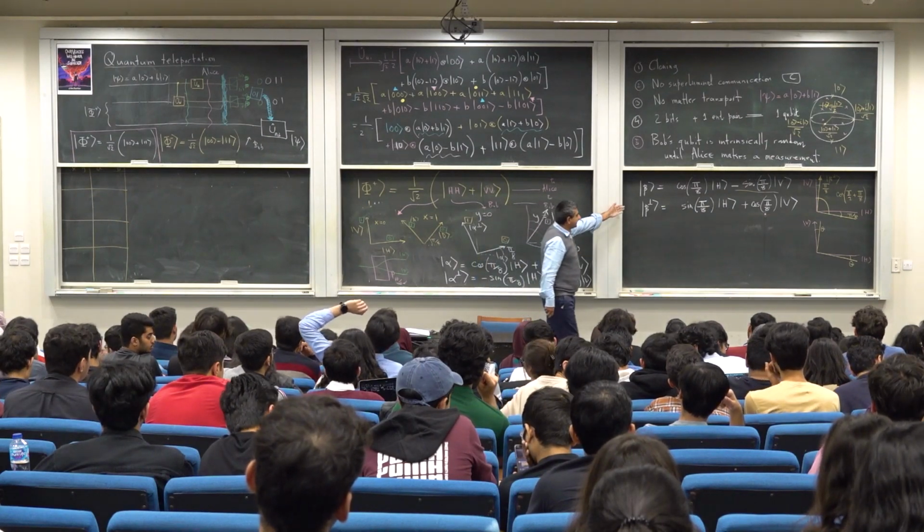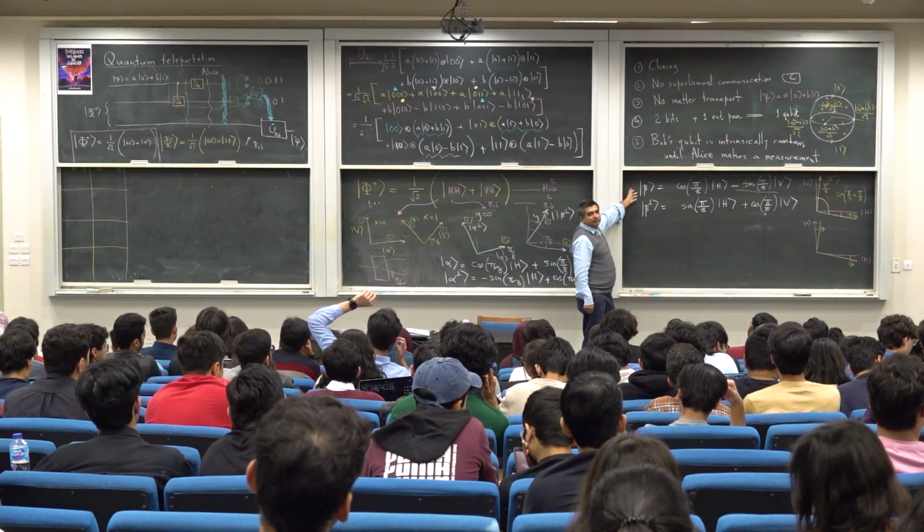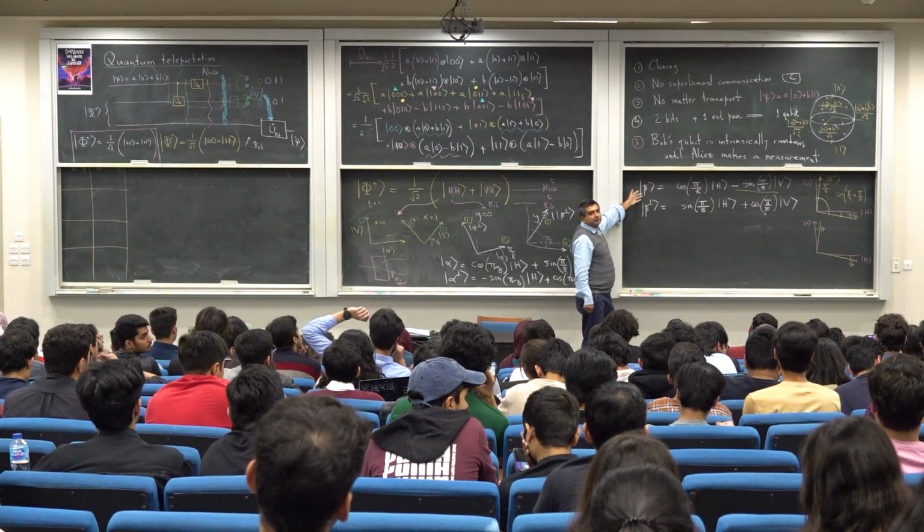This is Bob's measurement basis. So how does Alice get her measurement from this?